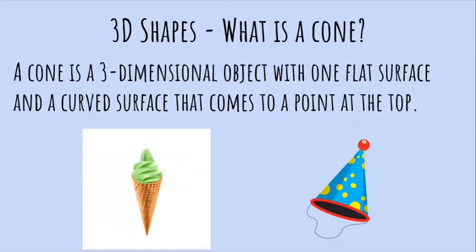Lastly, we have a cone. A cone is a three-dimensional object with one flat surface and a curved surface that comes to a point at the top. Two examples of cones would be an ice cream cone and a party hat. Can you think of anything else for a cone?